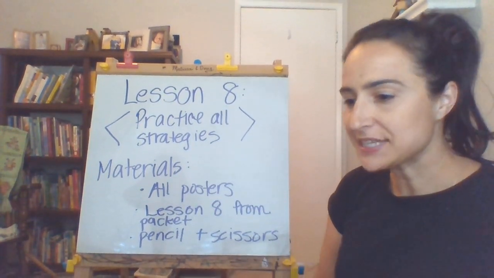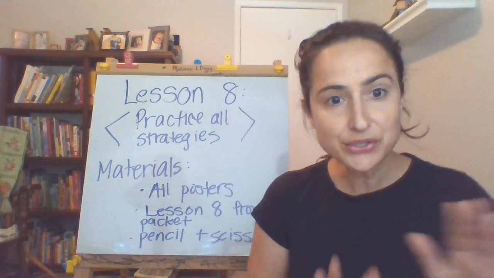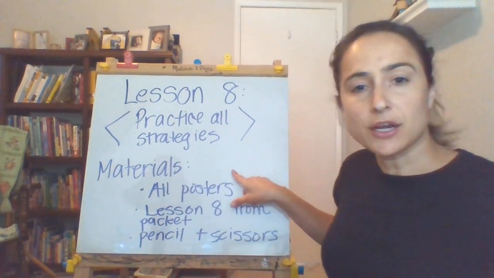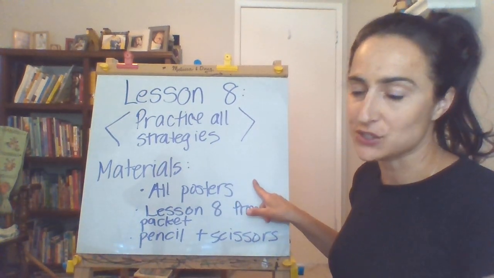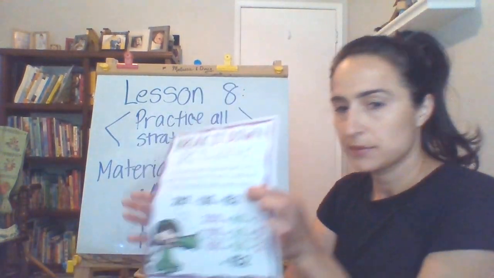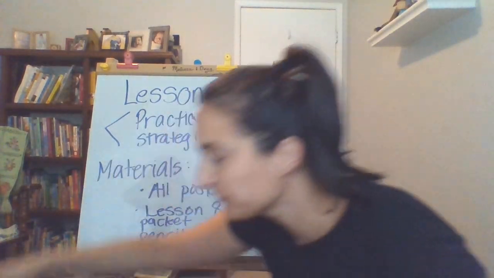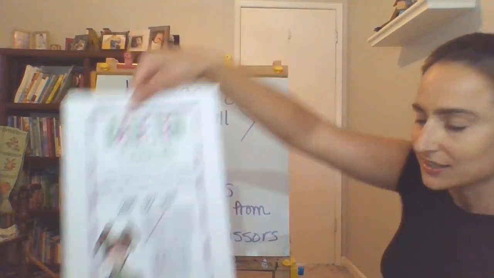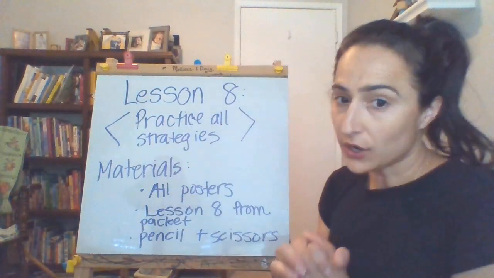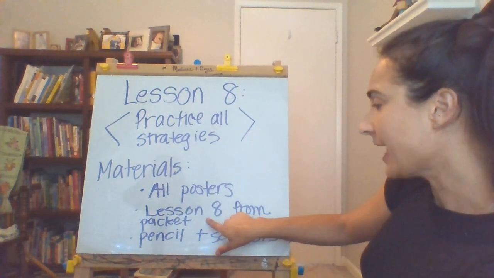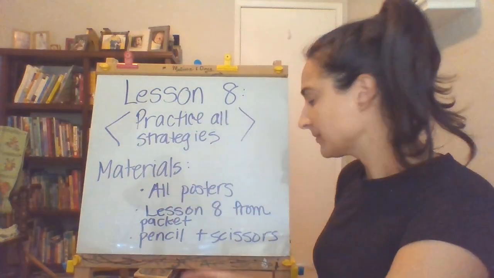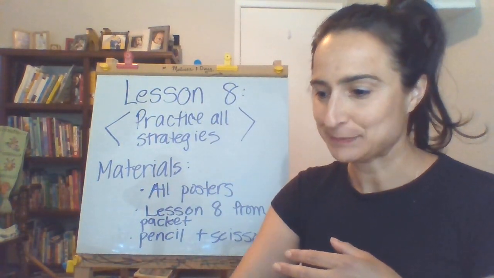Before we get started, I want to make sure you have all the materials that you need for this lesson. What you're going to need here are all posters from this unit. You're going to need break it down Bethany, number line Liam and base 10 Tasha. Please make sure that those are handy. You're also going to need lesson 8 from the packet, so this page from the packet, and pencil and scissors.